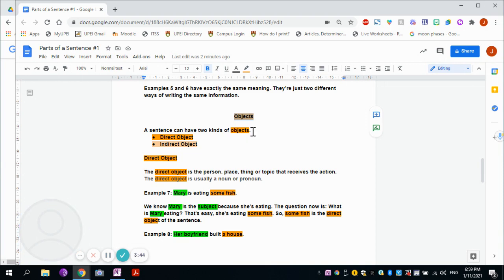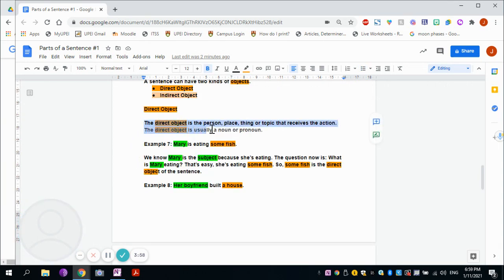Okay, objects. A sentence can have two kinds of objects: a direct object and an indirect object. Direct object. The direct object is the person, place, thing, or topic that receives the action. The direct object is usually a noun or pronoun. Example 7. Mary is eating some fish. We know Mary is the subject because she's eating. The question now is, what is Mary eating? That's easy. She's eating some fish. So some fish is the direct object of the sentence.